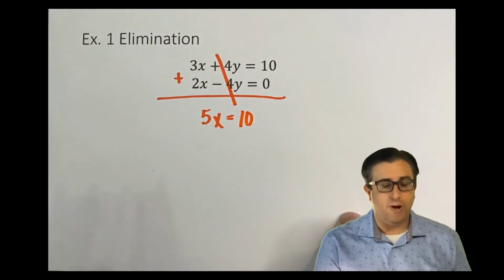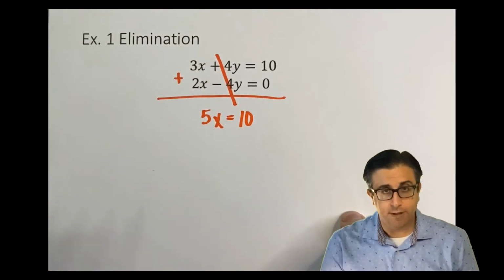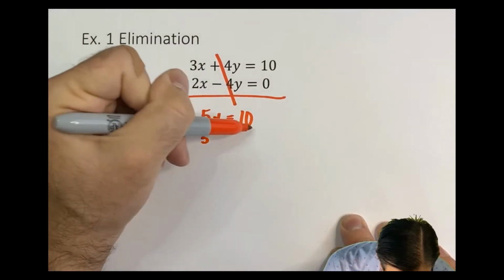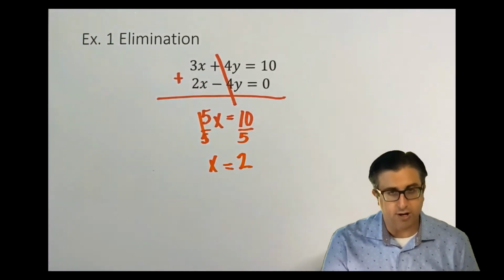Could you have done this problem where you got rid of the x's? Sure. Is it easier doing it this way? You better believe it. Divide both sides by 5. You get x equal to 2. 10 divided by 5 is 2.